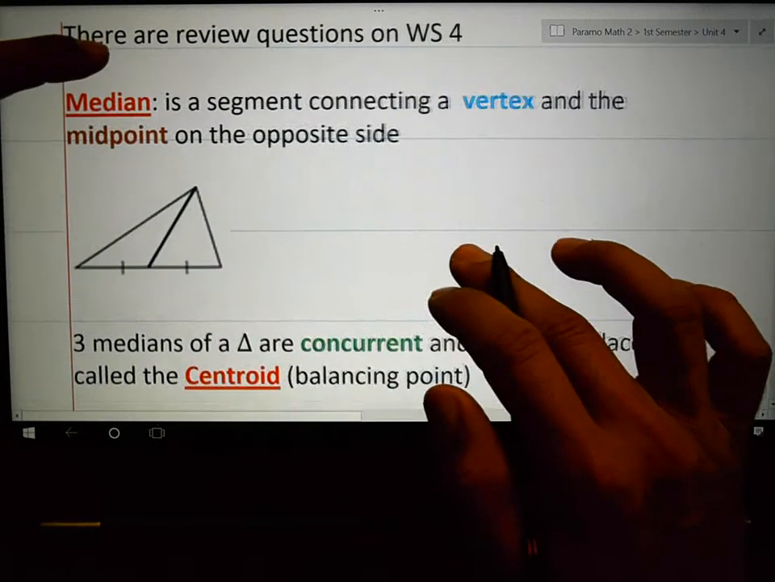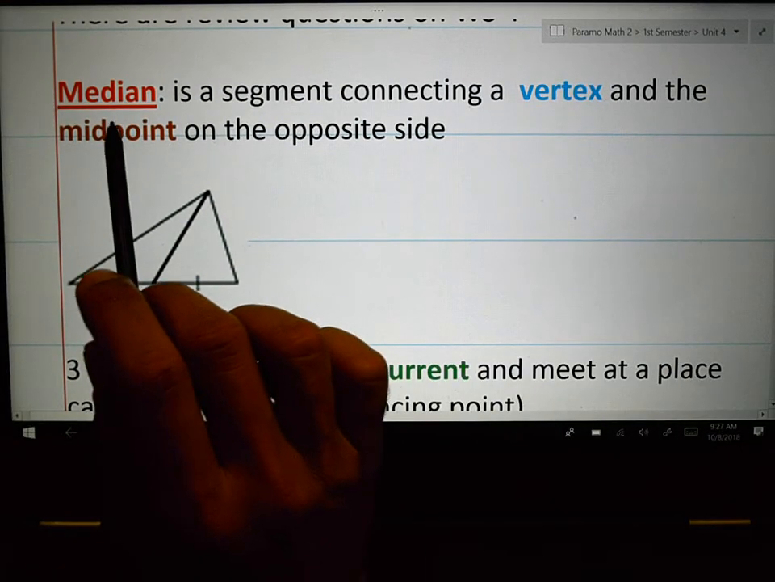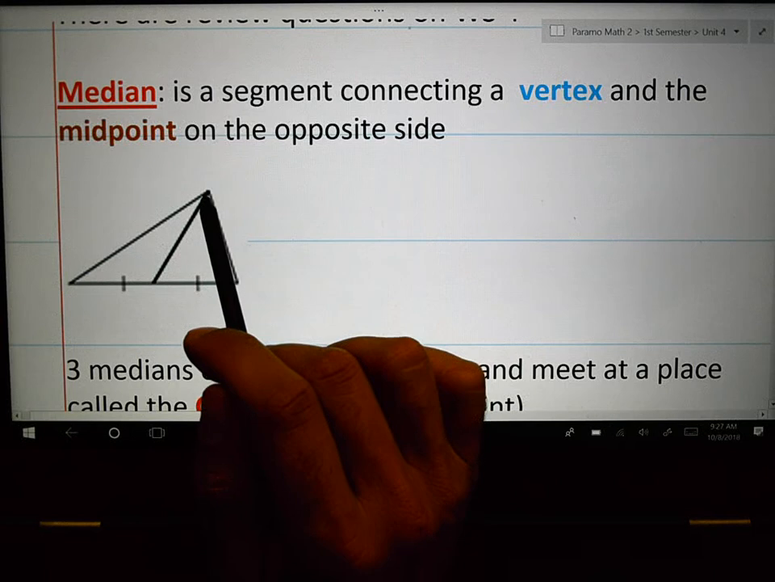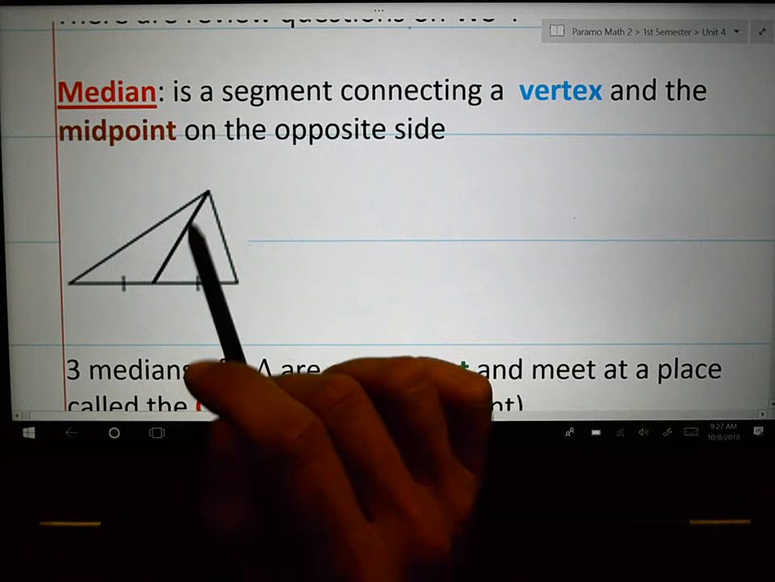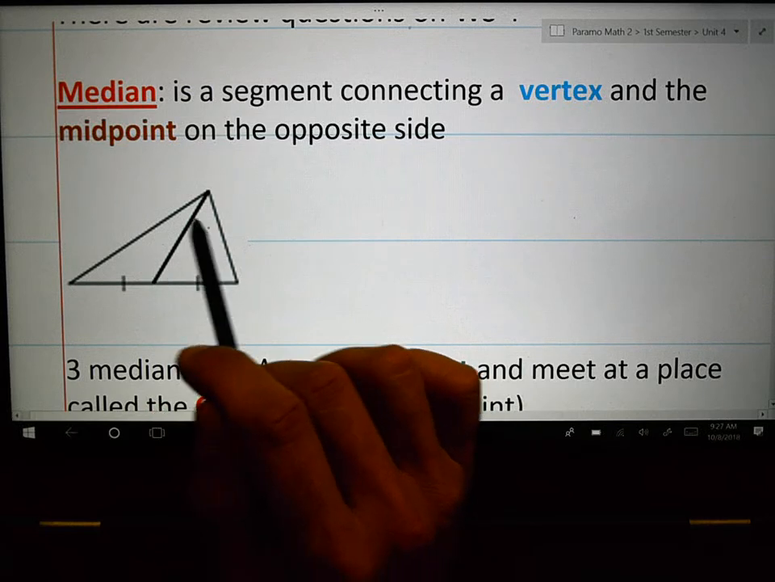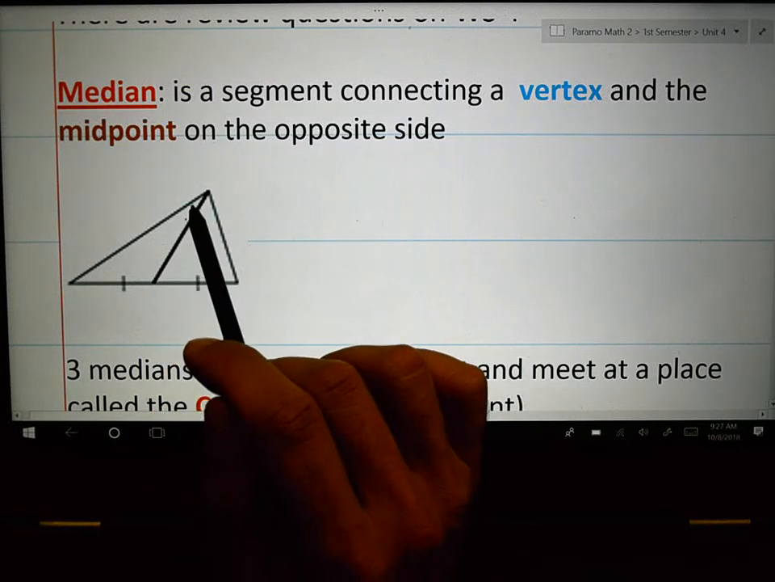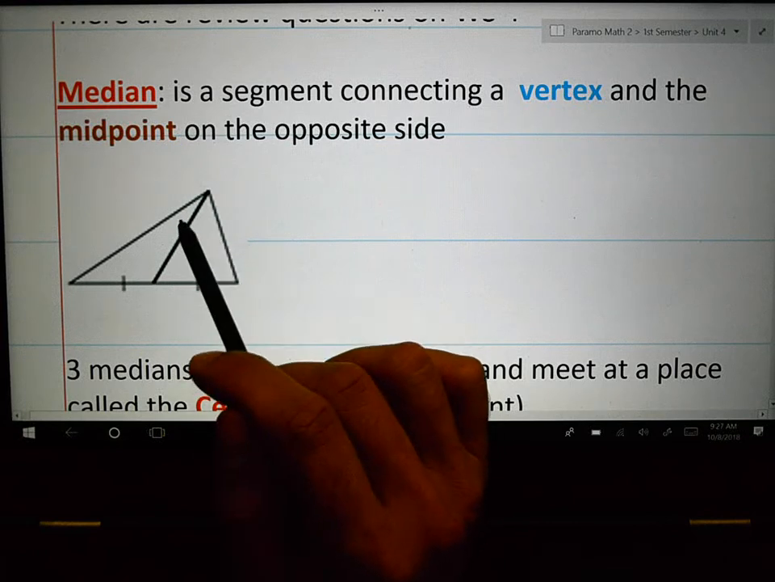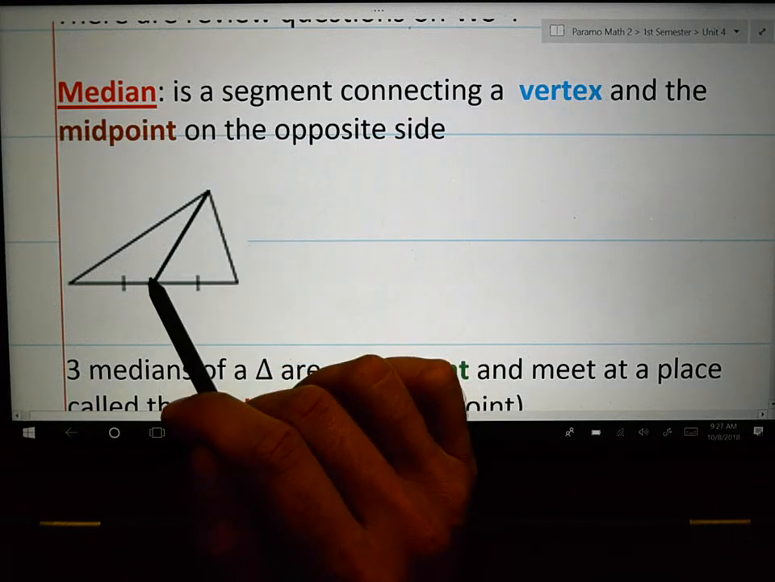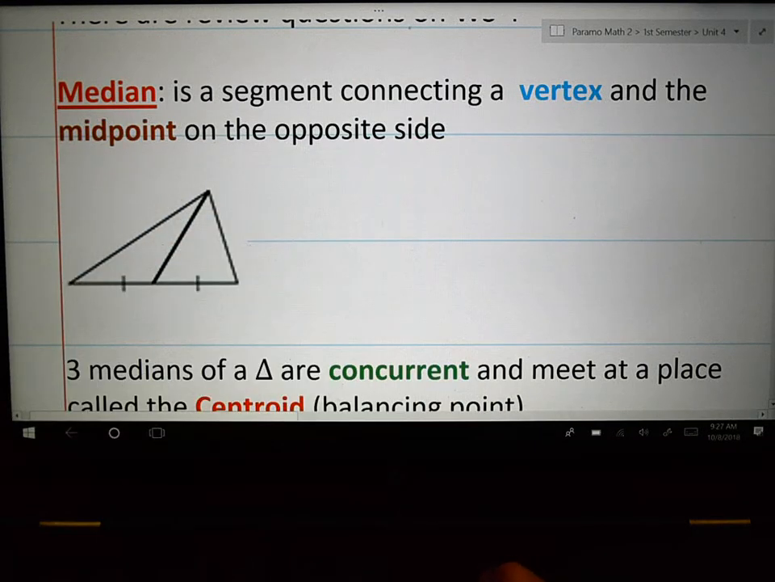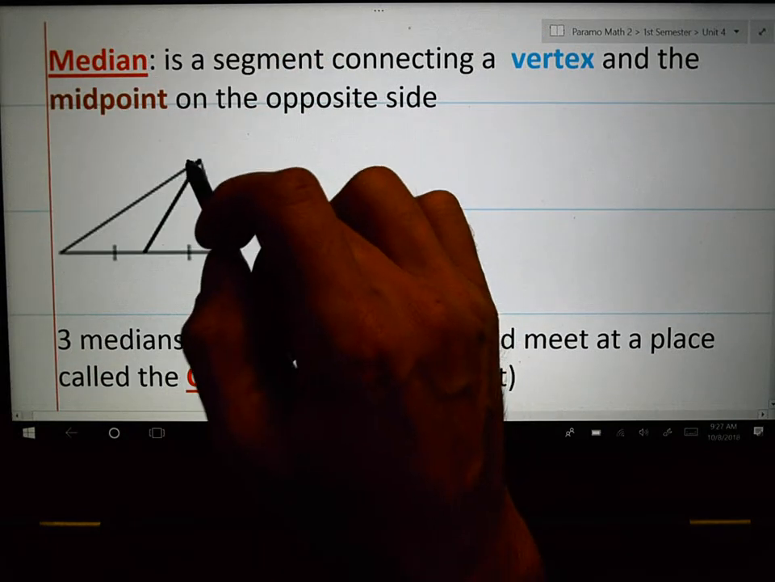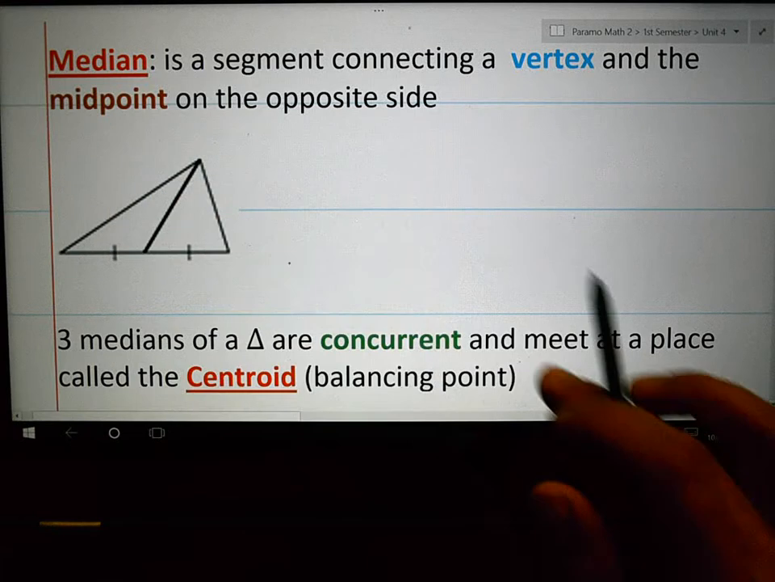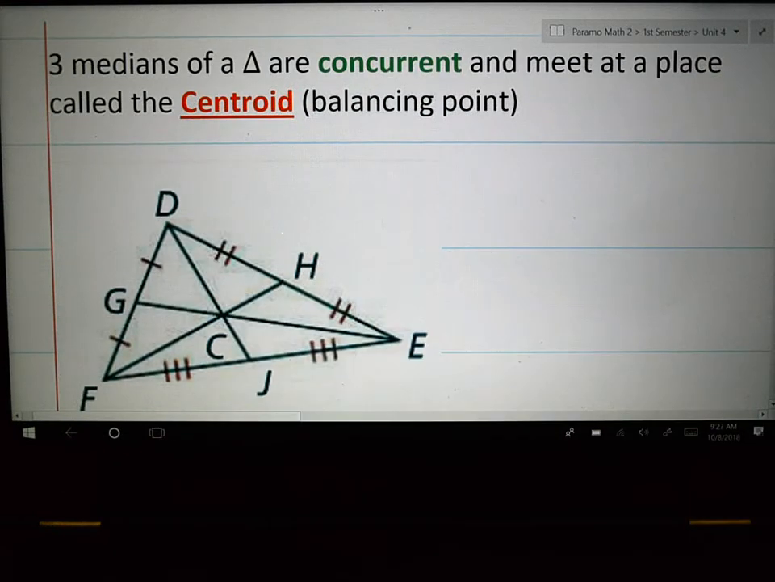The first thing that you're going to learn is something called the median. The median is a segment that goes from a vertex to a midpoint on the other side. It is not a perpendicular bisector. It is not an angle bisector. These angles are not the same as each other. The only thing that this median is, is it goes from a vertex to a midpoint, and therefore it is a median. If you were to draw all three medians, from the vertex to the midpoint, from the vertex to the midpoint, and from the vertex to the midpoint, it would look something like this.